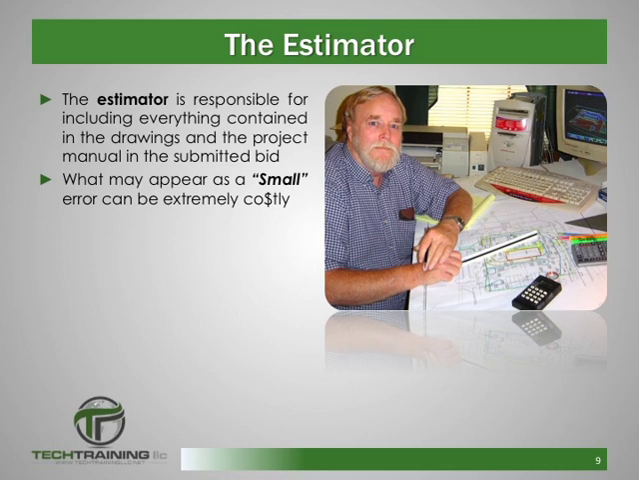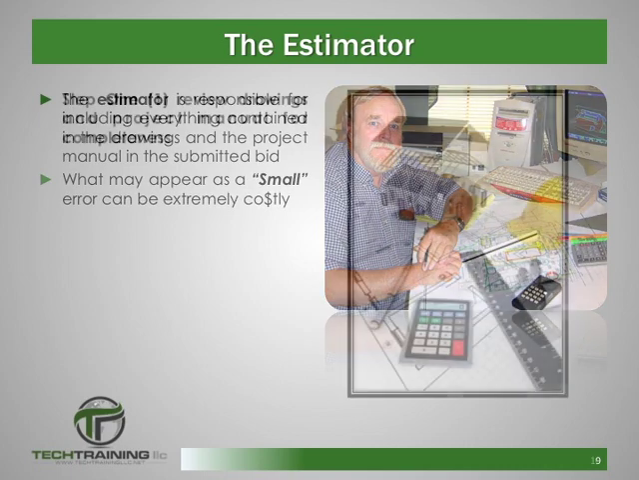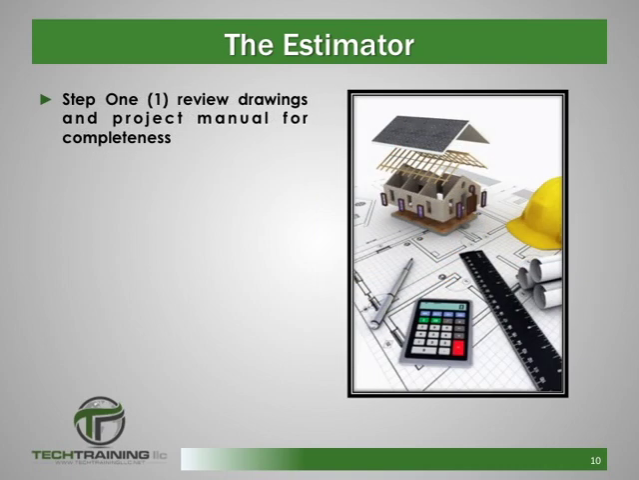Now it is the estimator's responsibility to ensure that everything contained in the working drawings and the project manual is included in the submitted bid. The estimator reads these documents thoroughly and in great detail. These documents have a high degree of complexity, and a single error could be extremely costly. Now, one of the first things that any estimator will do is review the plans and the project manual to ensure that they are complete.